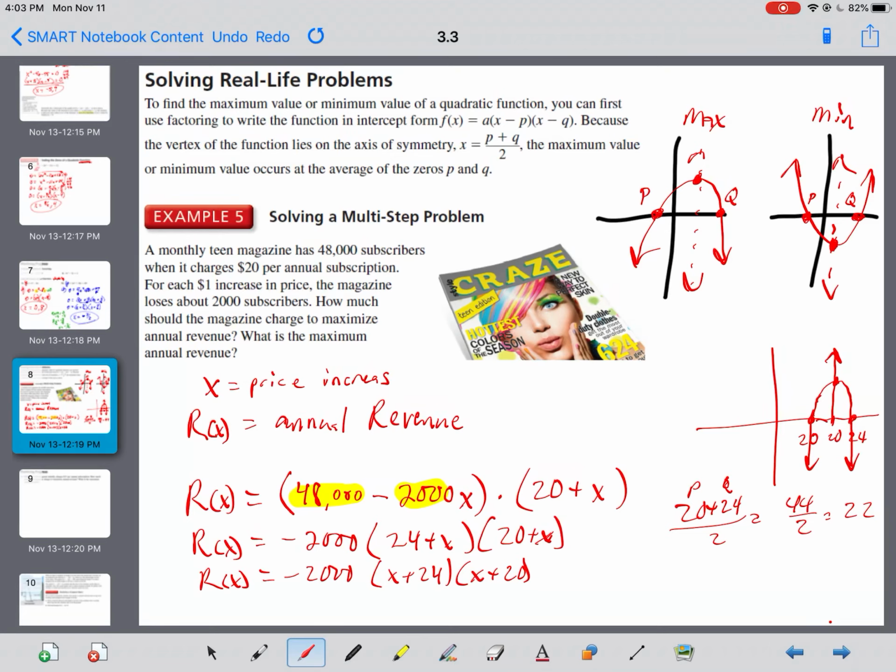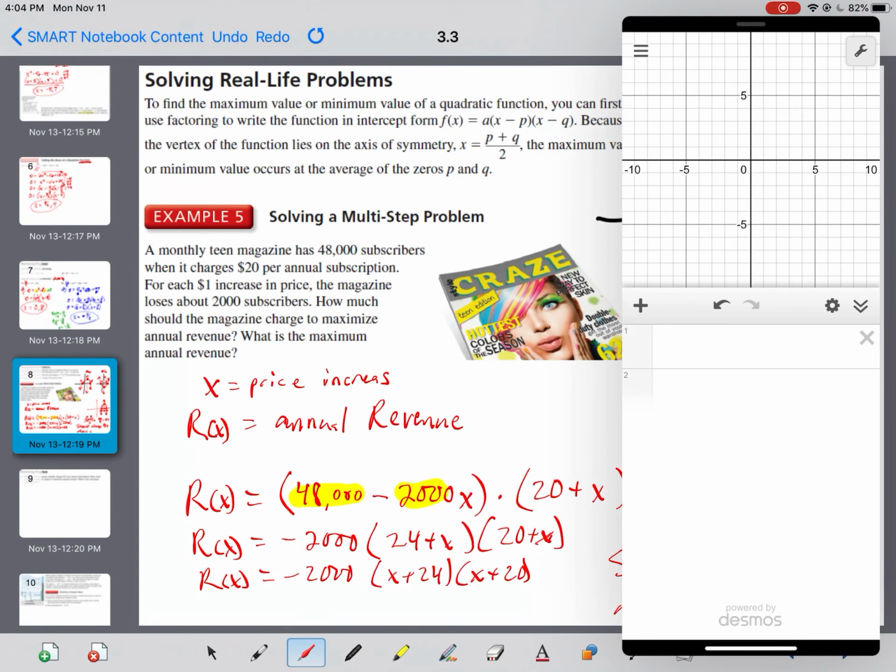So on our first question that they asked us, how much should the magazine charge to maximize annual revenue? They should charge $22. I just put 25. That would not maximize revenue. They would actually lose money. They should charge $22. And then what is their maximum annual revenue? So what is the max? Well, we'd have to plug that in.